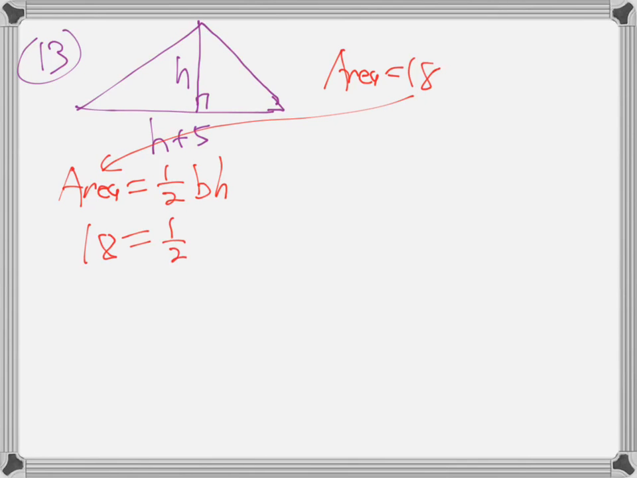18 is a half. Now, what do we do for base and height? Well, clearly we're going to use this and this, huh? So just put them in. I'm going to put the h in the front because it's just easier that way. It doesn't really matter what order. We good so far? All is well so far?